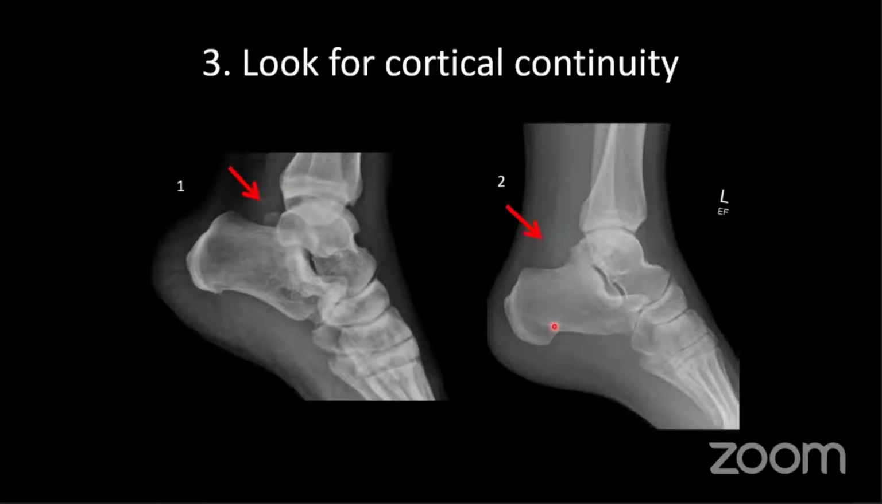Oh, right, okay. Yeah, we've got a few answers in. This is very good. So what have we said? Yes, someone has said number 1 is os trigonum. Very good. So yeah, this isn't a fracture. This is a normal variant.